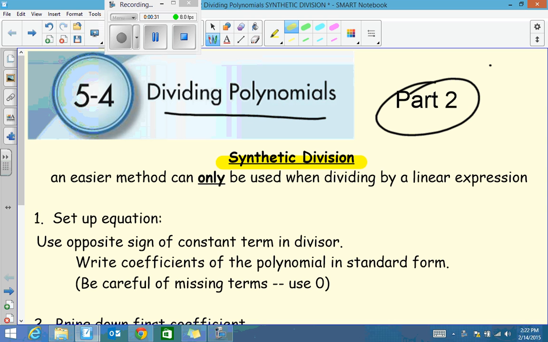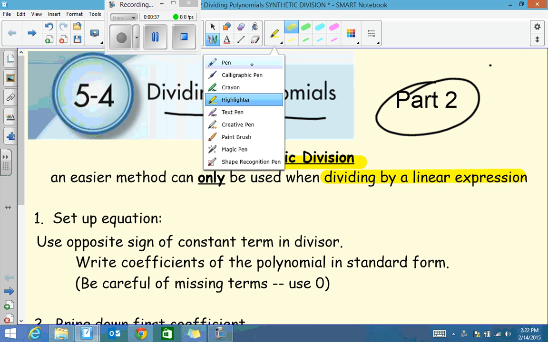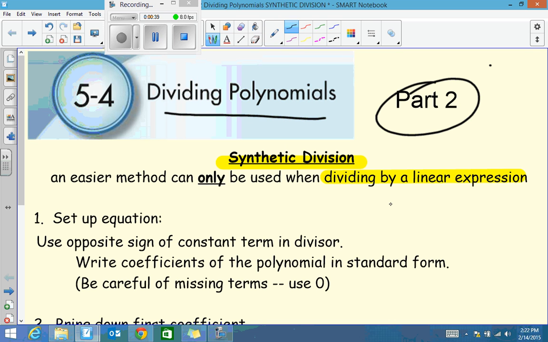And it does have its limitations. It can only be used when you're dividing by a linear expression, which means, as we know, linear means x to the first. So you have to be dividing by something that is just x to the first. It couldn't be any greater than that. But it is what's used most often, and like I said, it's a little bit easier than the long division that we learned last time.